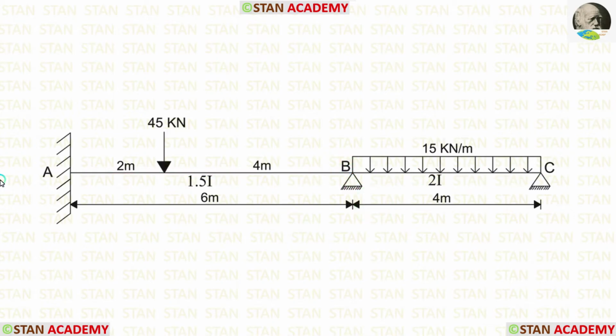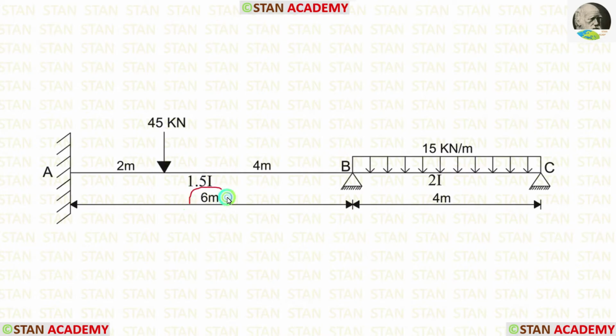In the span AB, there is a point load of 45 kN acting at 2 meters from the point A. In the span BC, we are having a UDL of 15 kN per meter acting for the full span. At the point A, we are having a fixed support. At the point B and the point C, we are having hinged supports.